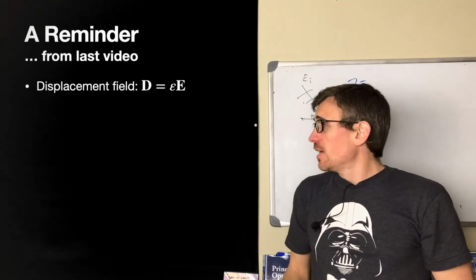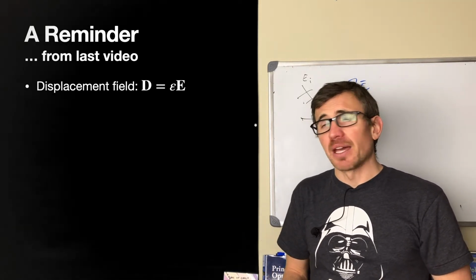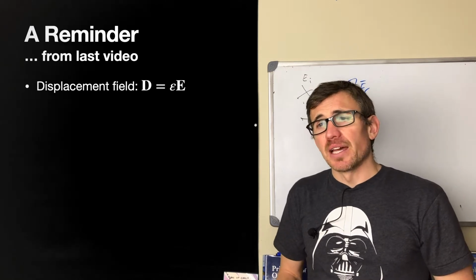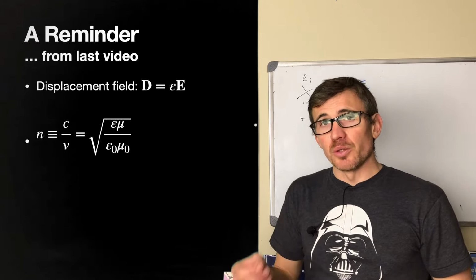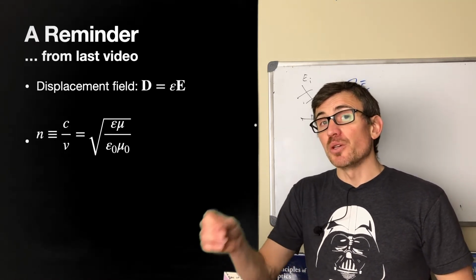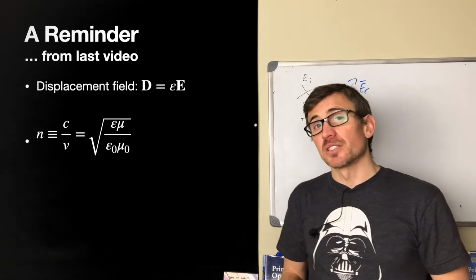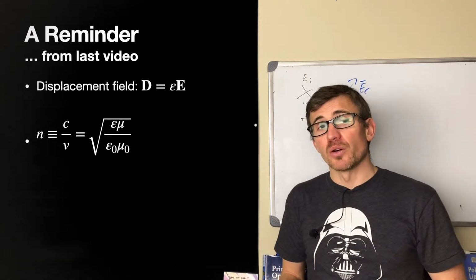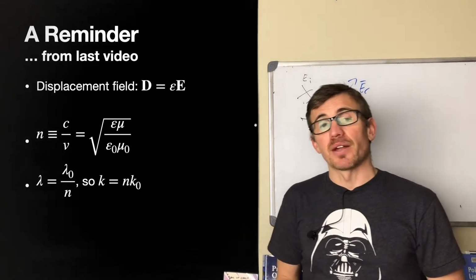We call that epsilon. When we write things in terms of the displacement field, we get the same Maxwell's equations back, and we have a wave equation that moves at a velocity v, except now it's not 1 over the square root of epsilon naught mu naught, it's 1 over the square root of epsilon mu, the material properties, and generally that's going to give us a velocity which is slower than c. Okay, and the ratio of these two things gives us the index of refraction.